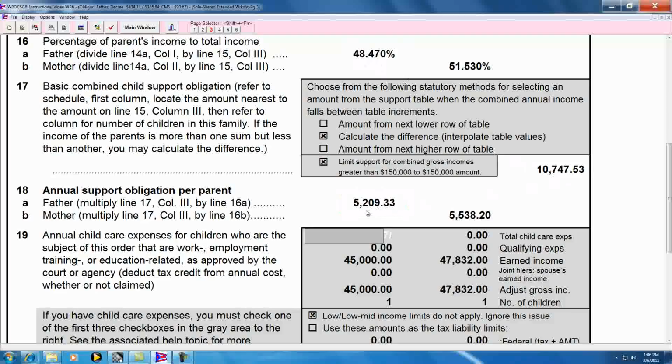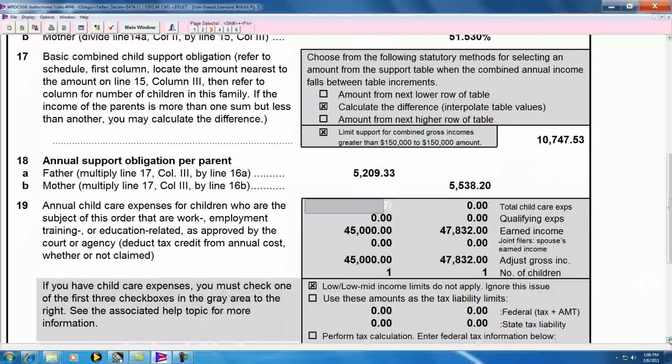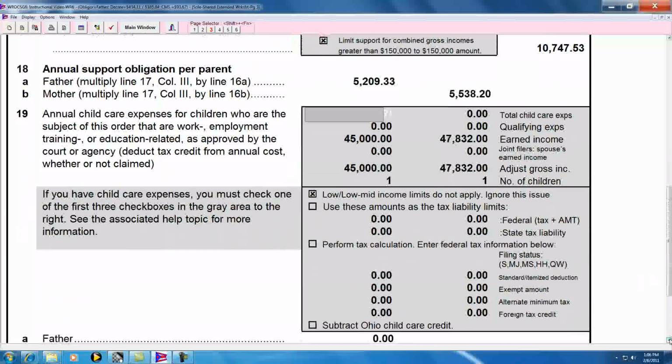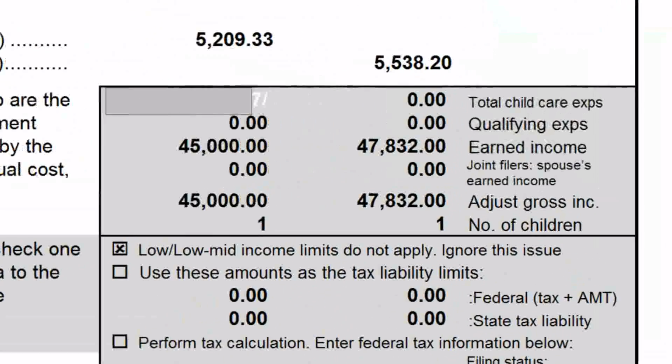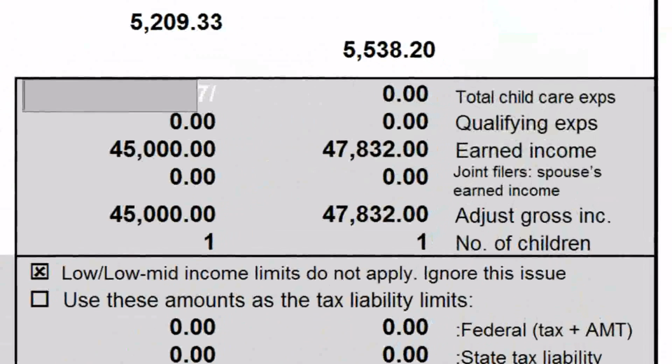Line 19 is for child care expenses, and it's interesting because the way this line was handled evolved over time. Basically, line 19 allows a parent's child care expenses to be added to the support obligation so that both parents share in the cost of this expense in proportion to their line 16 percentages. To calculate the line 19 amount, you take the child care expenses and subtract any tax credit the parent is entitled to, whether they take the credit or not, and that's the amount of the adjustment.